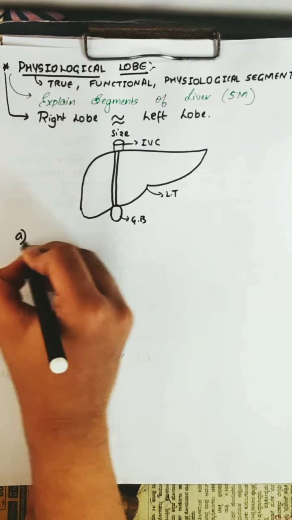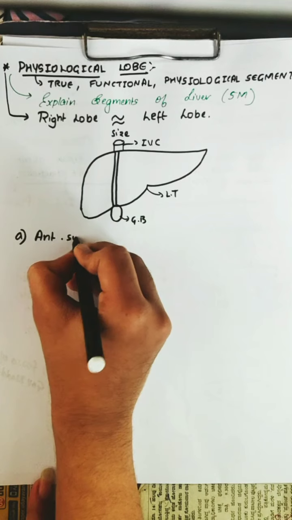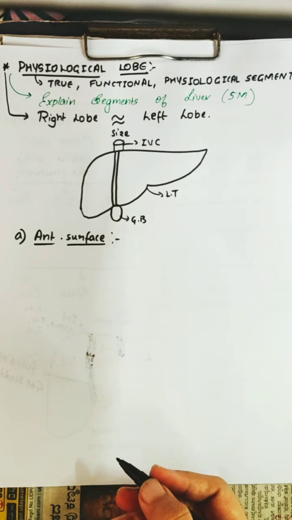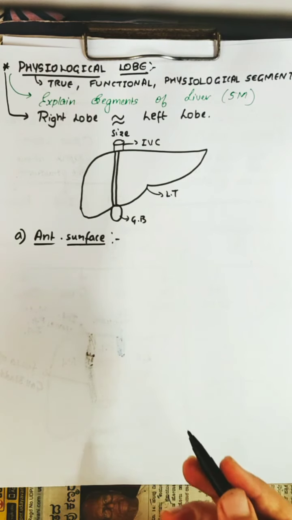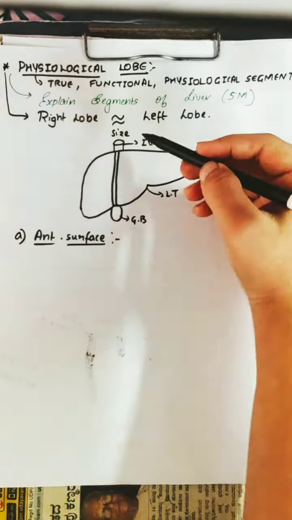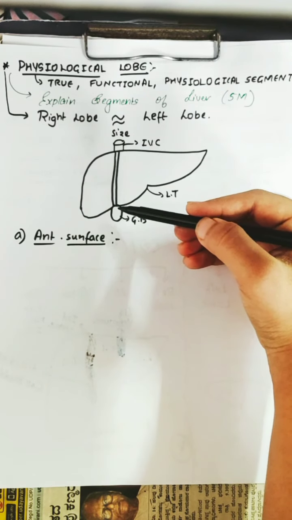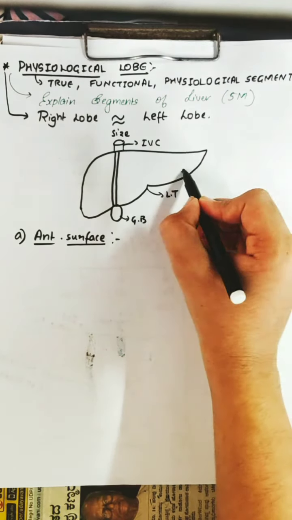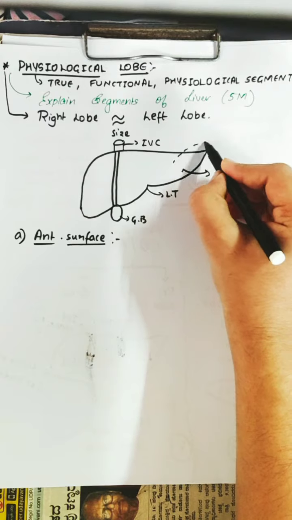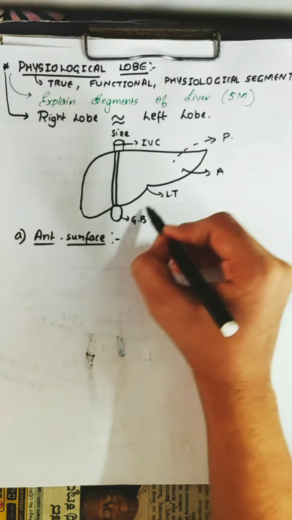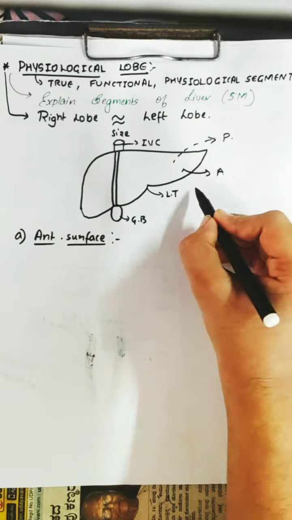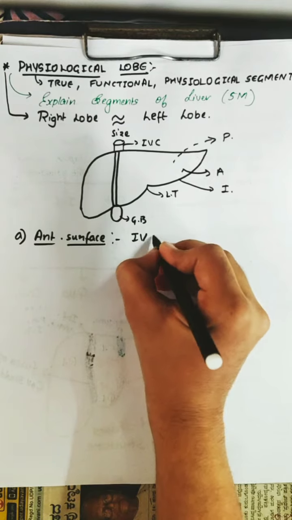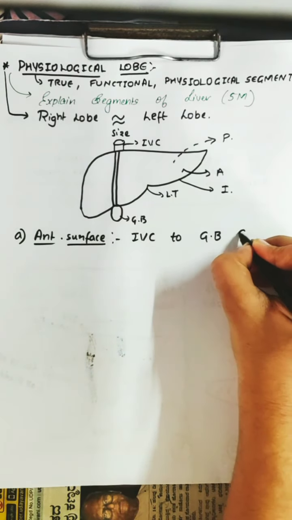First one is the anterior surface. Anterior surface is the one which is joining from inferior vena cava to gallbladder. This is the anterior surface. Behind is the posterior surface, and this lower part where you can see all these things, this is the inferior surface. Anterior surface is from inferior vena cava to gallbladder.